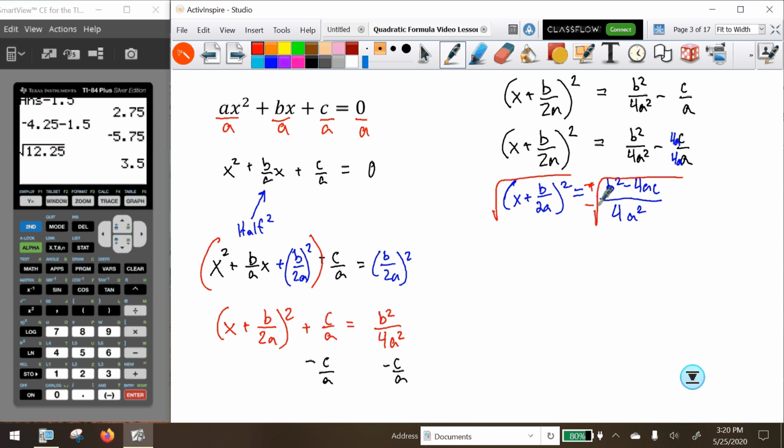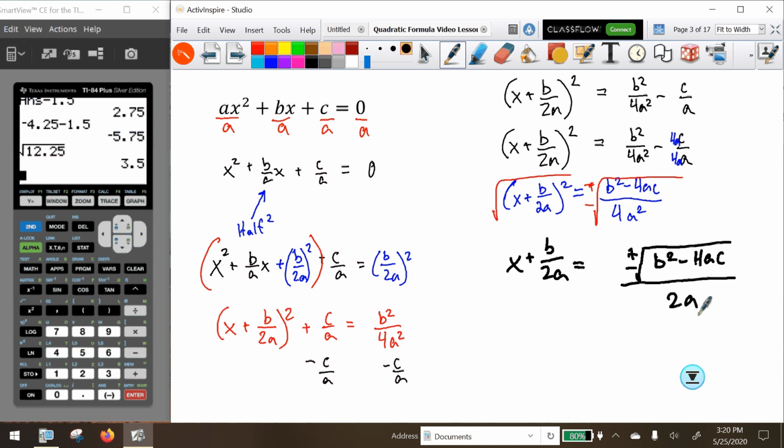Still using the completing the square technique that I used in question number 3. All right, so this is plus or minus the square root of b squared minus 4ac. Now, I can take the square root of the denominator, 4a squared. The square root of 4a squared is just 2a. There's a rule in algebra that the square root of a quotient is equal to the quotient of the square roots, and I was able to take the square root of the denominator, so I did.